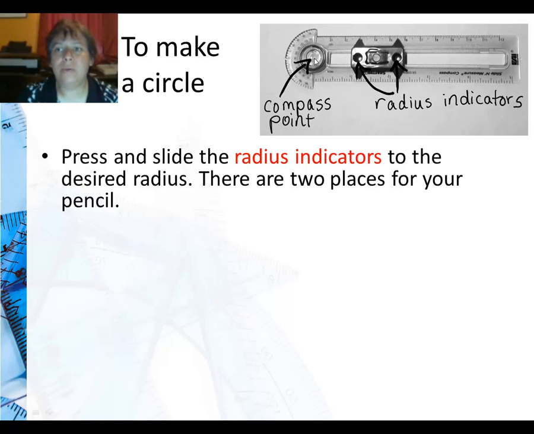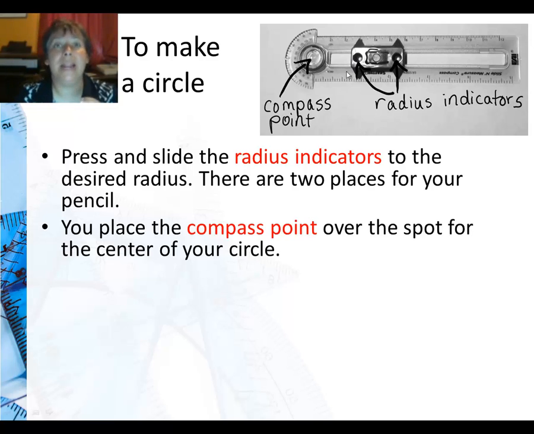So the way you set this to where you want it to be is, see that button right there? You press that and slide. Please, no clicking, because if you click, it wears out the compass and then it gets loose and it doesn't do good circles. So anyways, press and slide the radius indicator, which is right here, until you get one of these holes, you're only going to use one, to where you want it to be.